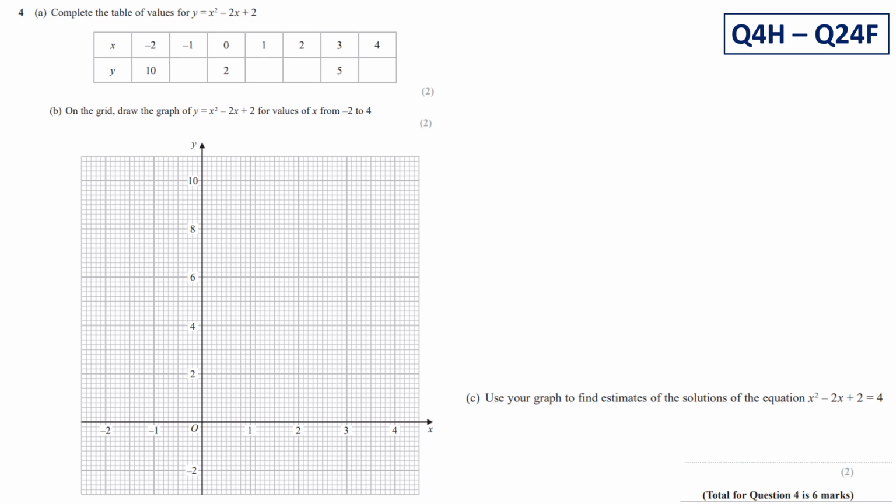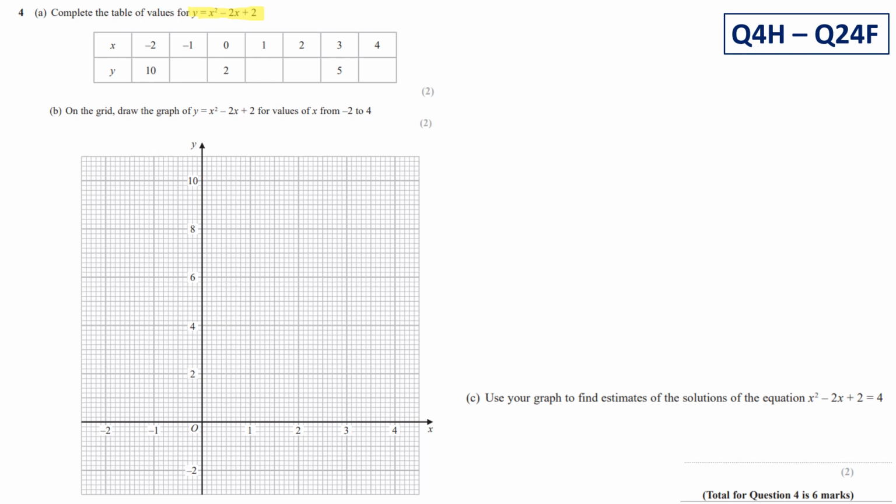Looking at question 4, we need to complete the table of values for y equals x squared minus 2x plus 2. We have a table with 3 values already in it and 4 values to come. So this is a separate sectioned question. There's 2 marks for part A, part B and part C. We need to make sure we draw this.